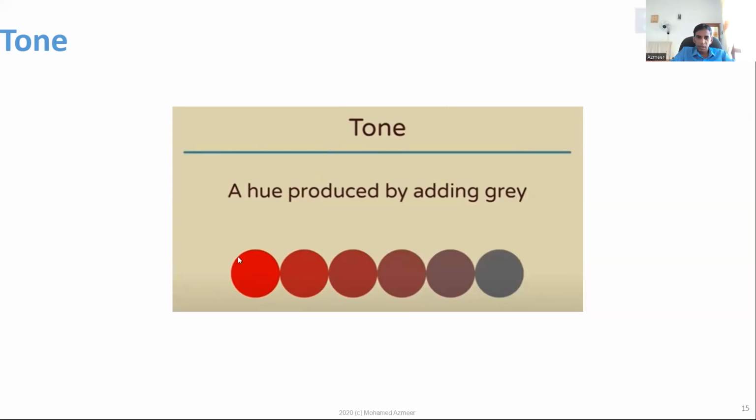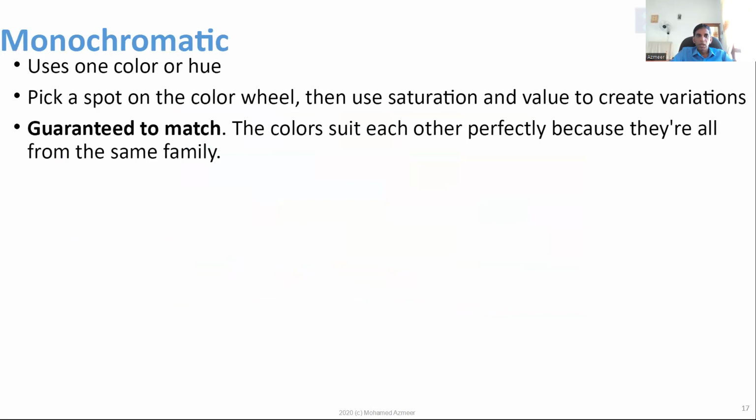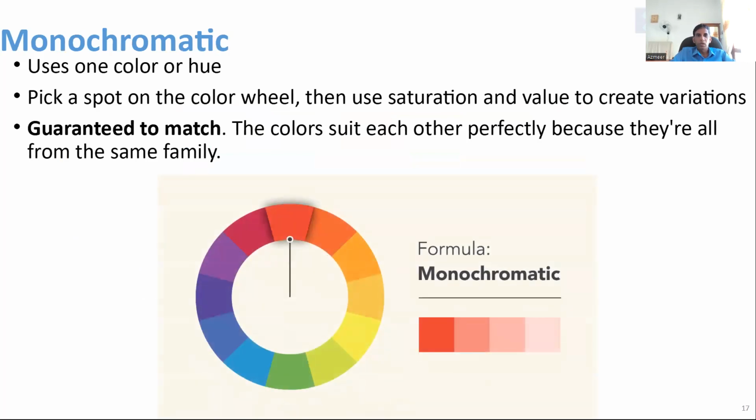So as you can see, I have red here. When I start adding gray, I get sort of a brownish kind of colors coming in, right? If I add too much gray, I get gray at the end. So these are adjustments that we can do for colors. Okay, so with that, let's come to the color harmony. As you see, what is color and what is going on?